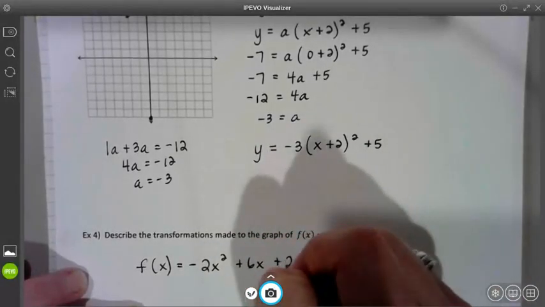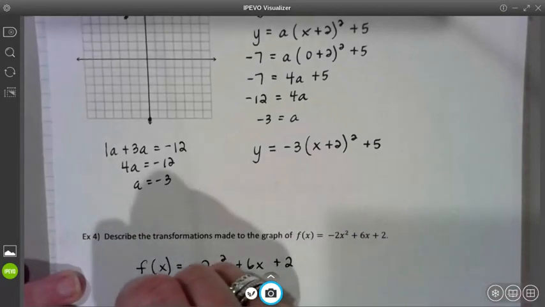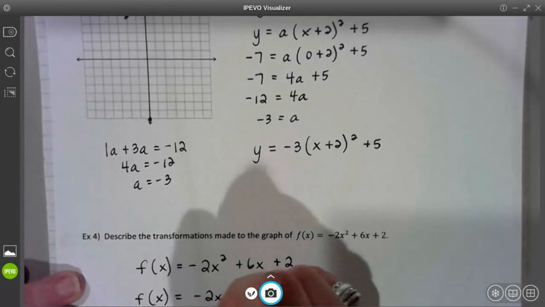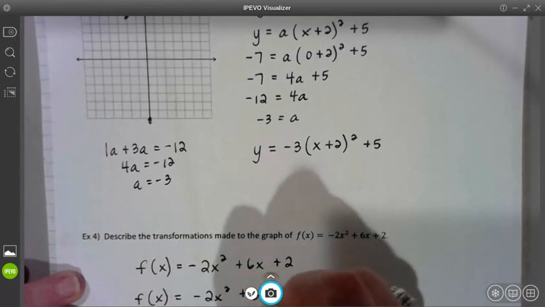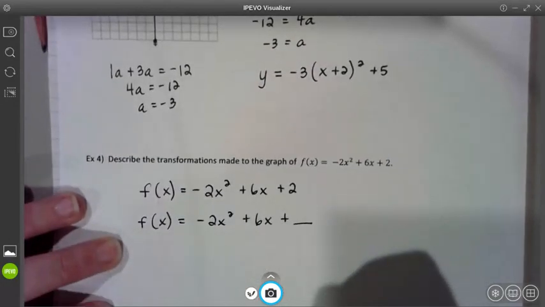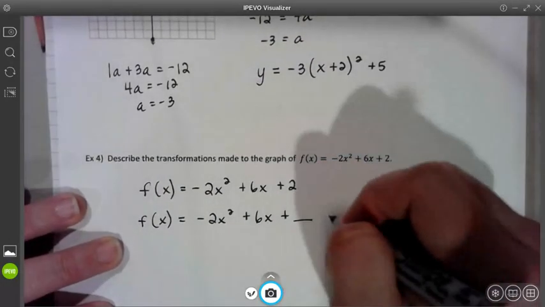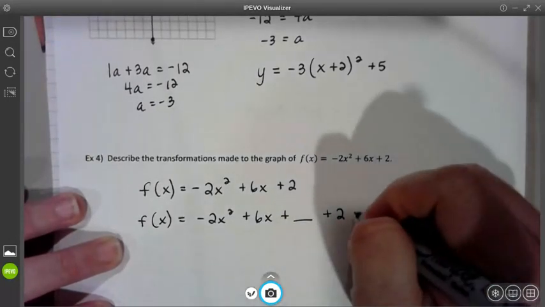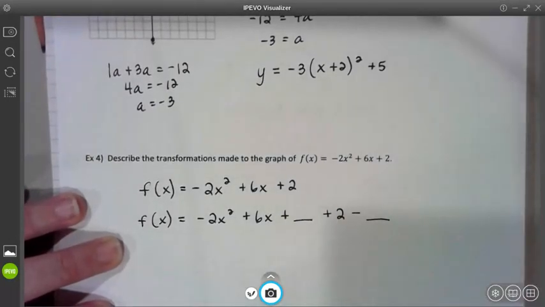Okay, so again, I'm just going to rearrange, get myself set up for completing the square. F of x equals -2x squared plus 6x plus something better that'll make it a perfect square trinomial. Sorry, I hope I was on camera. All right, and then we'll put the plus 2 out here, and then I'm going to make room. If I'm going to add some random number, I might as well minus that random number to keep it balanced, right?